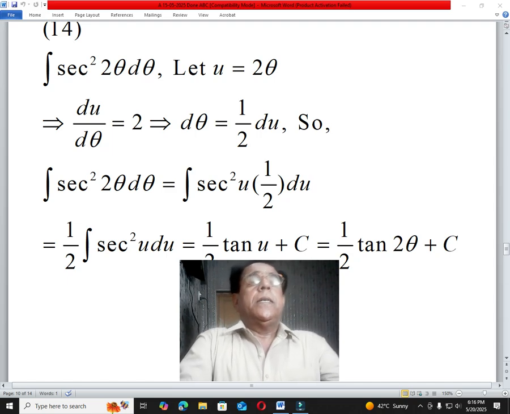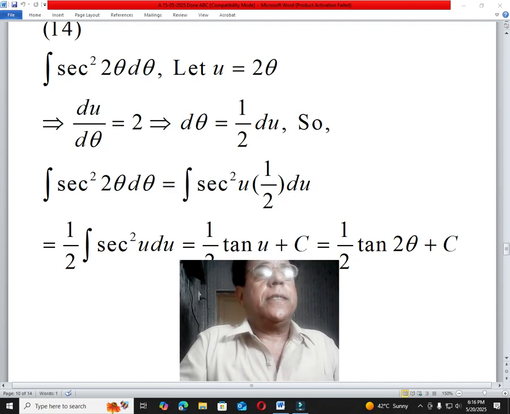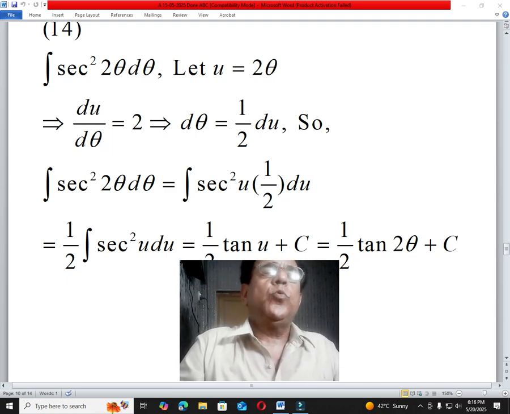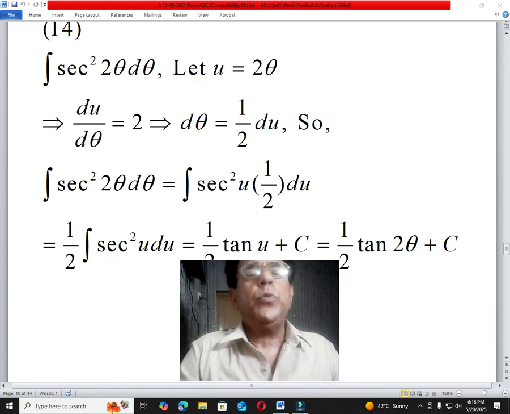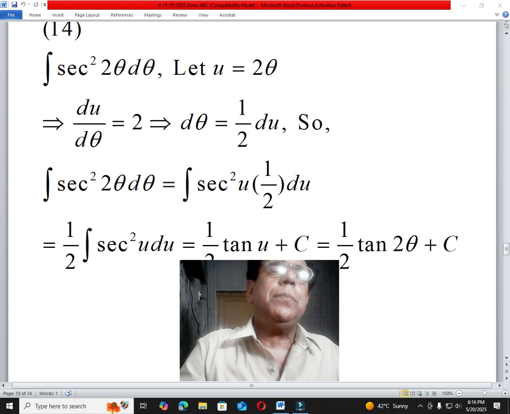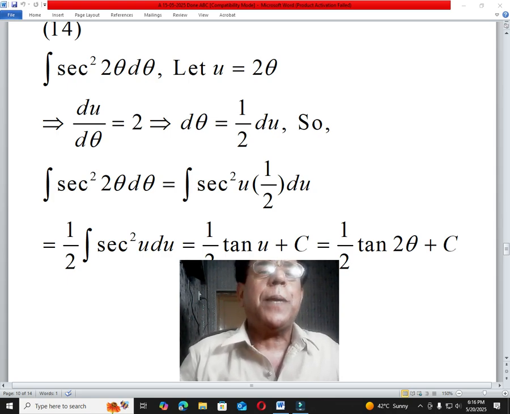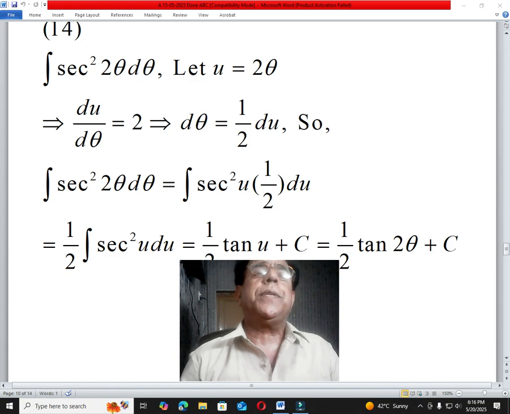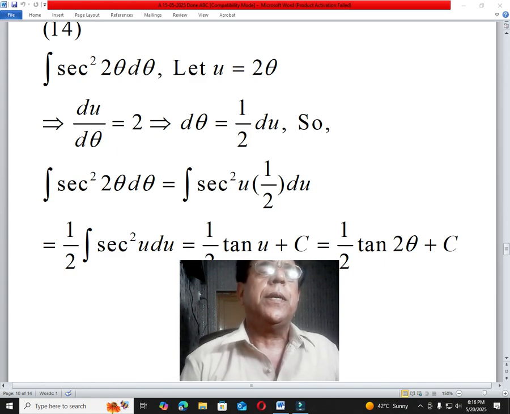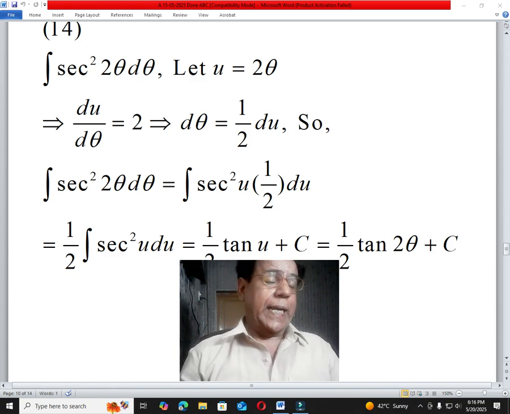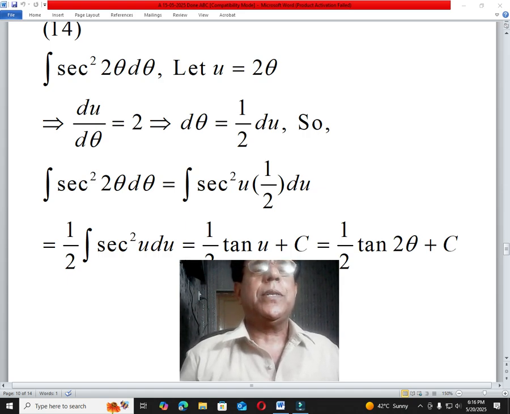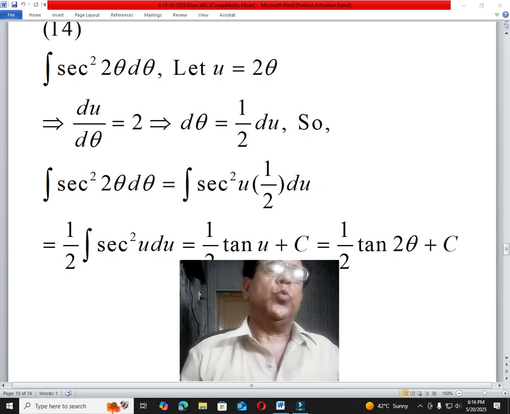14. Integration of secant square 2 theta d theta, let u equal to 2 theta. We are going to make this substitution. When u is equal to 2 theta, then du by d theta will be equal to 2, because we are differentiating it with respect to theta. So in place of theta we will get 1 or unity, and hence our derivative will become simply 2. This implies that d theta will be equal to 1 by 2 du.